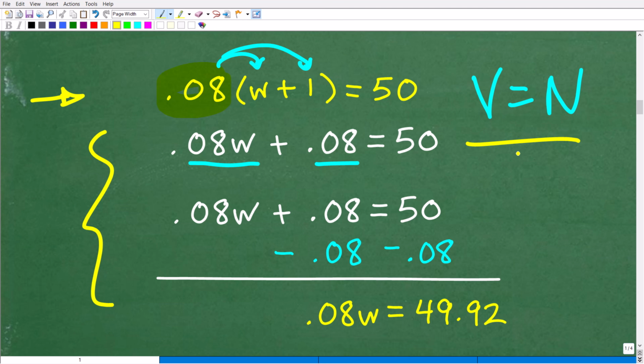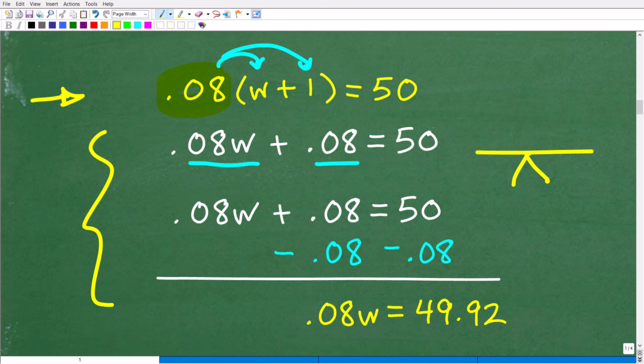An equation is basically like a teeter-totter or a seesaw. I don't think these things exist anymore in playgrounds. That was one of the benefits of growing up in the 1970s. You would just go out to the playground and get hurt every recess. It was so awesome. Anyways, I digress.